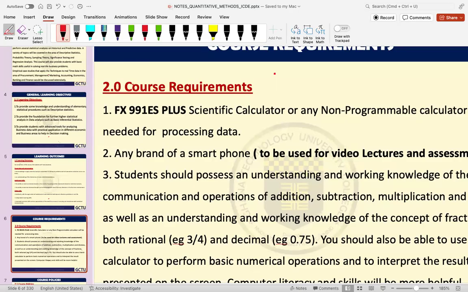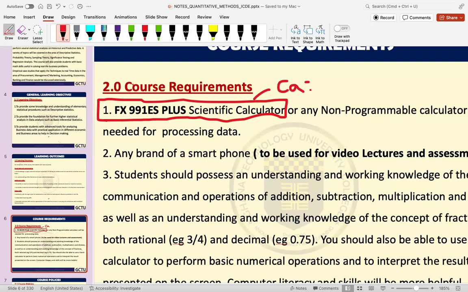But for this course, all you need are two things for now. First of all, you need the calculator by name FX991ES Plus scientific non-programmable calculator. And the brand is Casio. Most of them know it already. These are the calculators that are used in the secondary schools for the WASSCE exams. So try and get one for our various calculations we'll be doing.